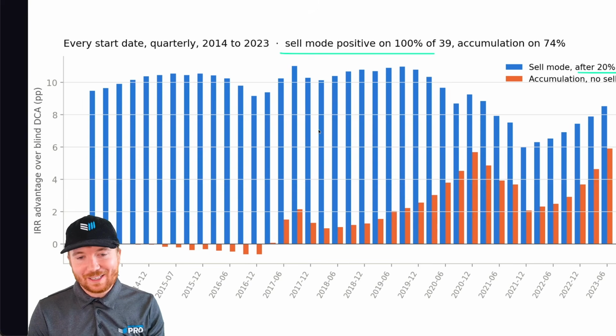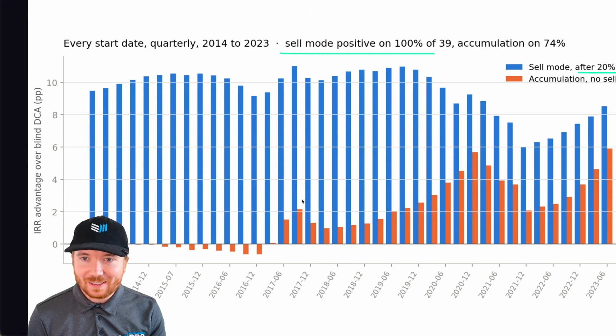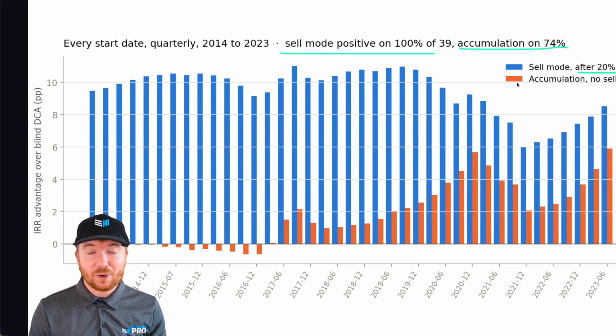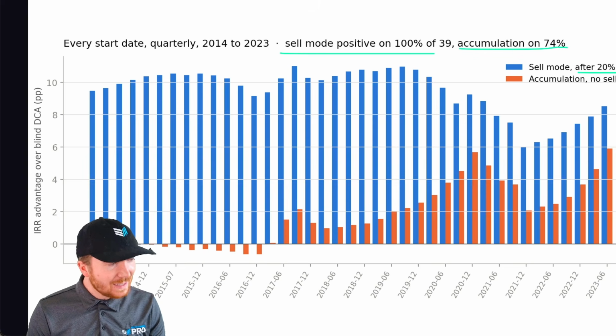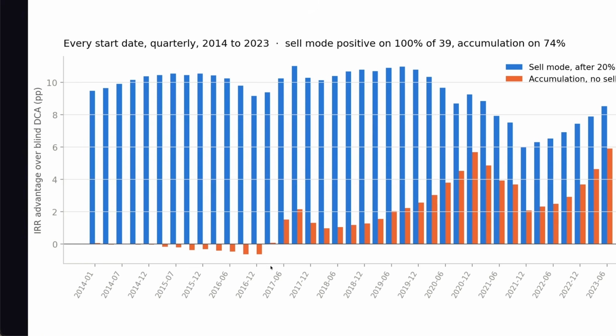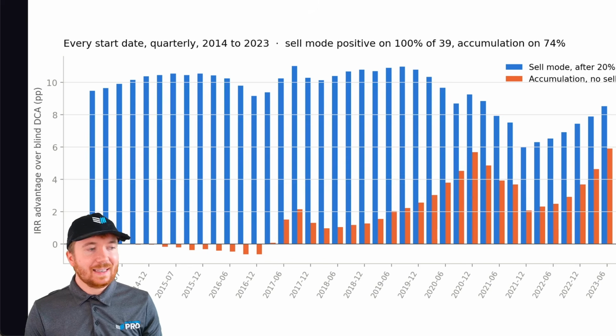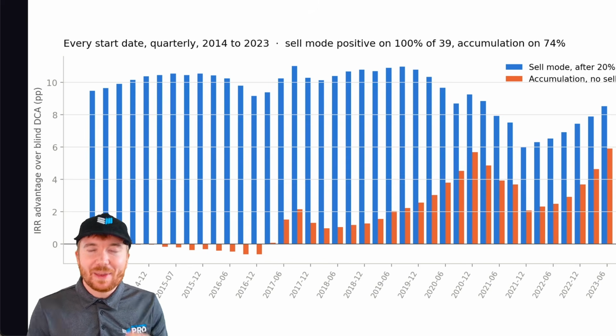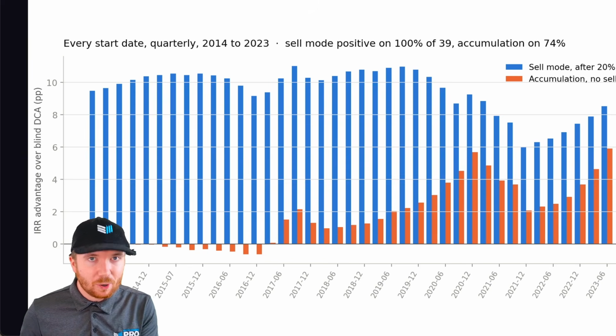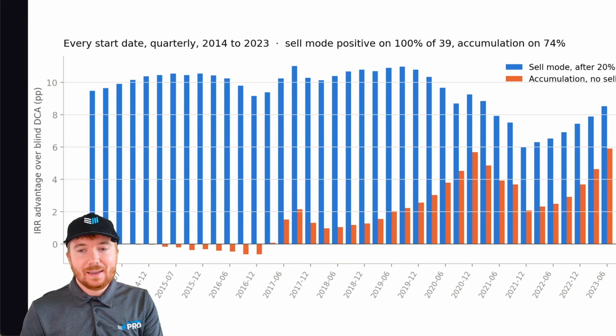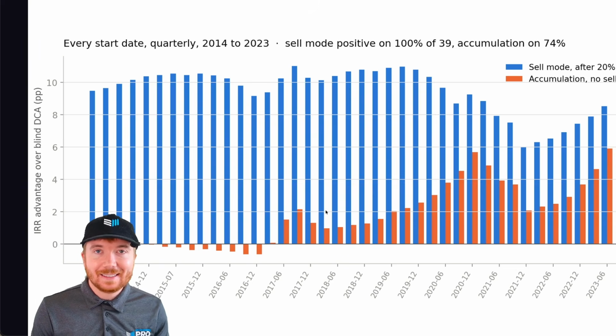If you didn't want to sell your Bitcoin, which is a very valid strategy as well, you still beat Bitcoin about 3/4 of the time. Now, the only real phase of time where you didn't outperform Bitcoin is pretty much at the bottom of that 2014, 15, 16 bear market because you haven't built up a cash reserve yet. So you're competing with blind DCA, but they're not having the cash reserve to actually deploy more at these cycle lows. However, any start date since then has outperformed.